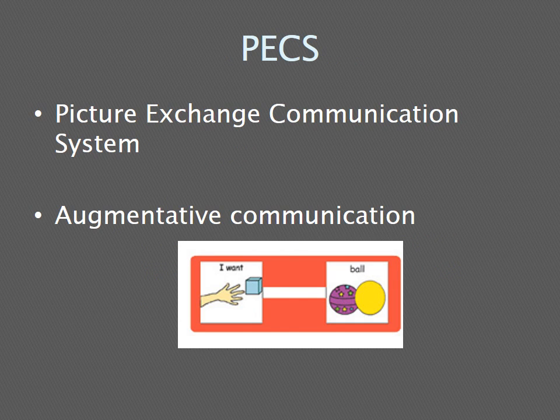You may also be asked to do PEC systems, the Picture Exchange Communication System. This is a form of augmentative communication, where the person has to use cards, like such on the bottom where it says, I want the ball, instead of verbally saying something. Again, the analyst will help you go over this and help you decide if this is an appropriate program. And if the analyst does decide it's an appropriate program, then they will teach you how to do this. The point being, though, is that the person is using pictures to communicate.